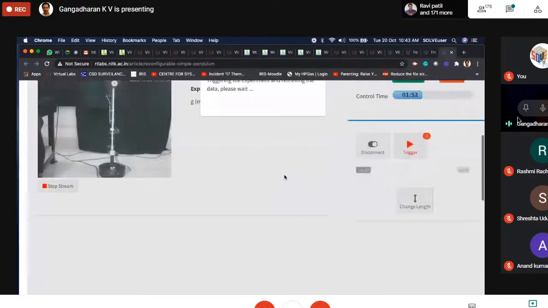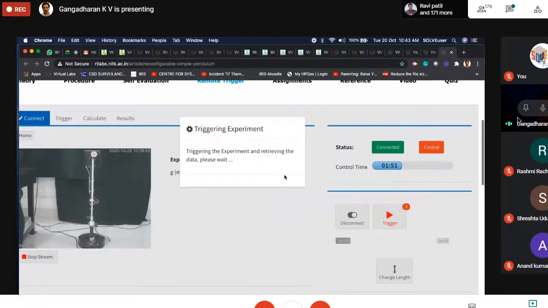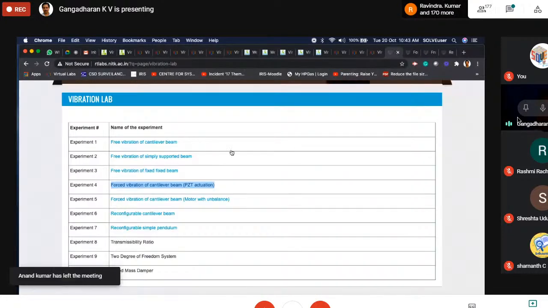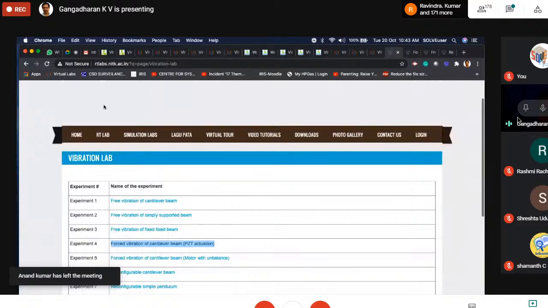I hope the other experiment also works. Now, I'm not getting the data. Probably there could be an issue. I'll just disconnect this, and with this, I'll just unshare the screen.